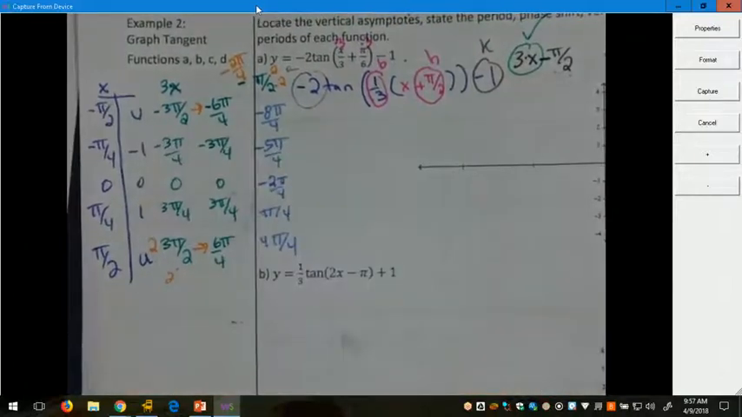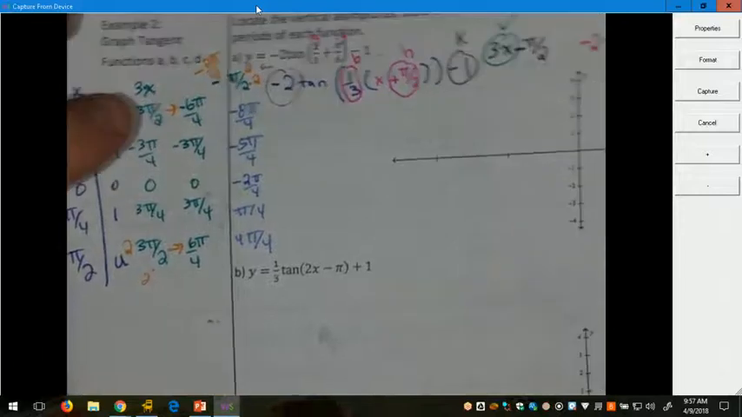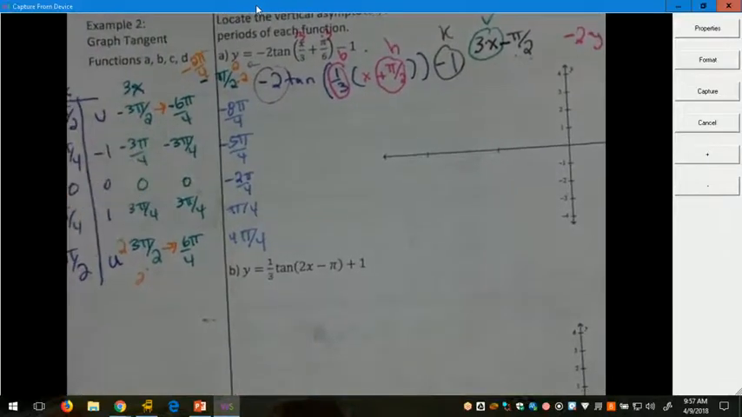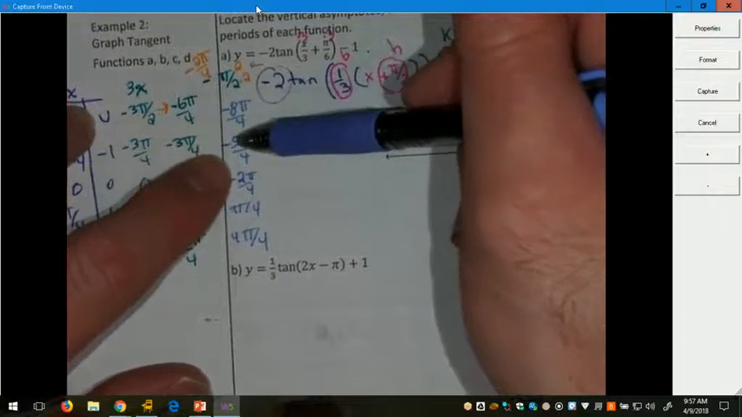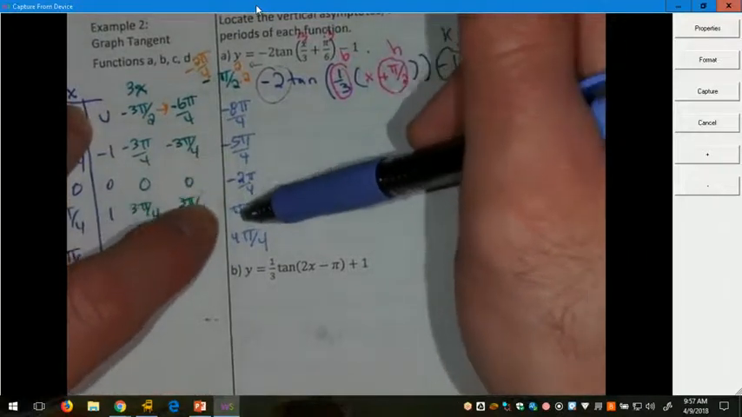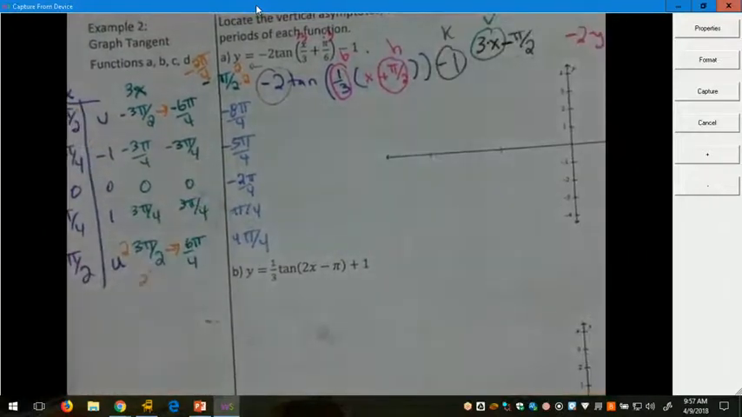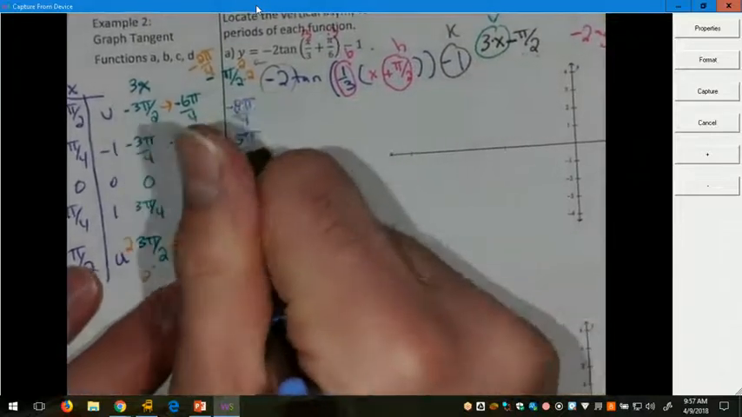And then I just want to make sure that those are still evenly spaced. I could see here they were evenly spaced. They were 3 pi over 4 units away. Now that I've subtracted them, they should still remain 3 pi over 4 units away. They are. If I add 3 pi over 4, add 3, add 3, add 3, they're evenly spaced. That's my final x coordinate.